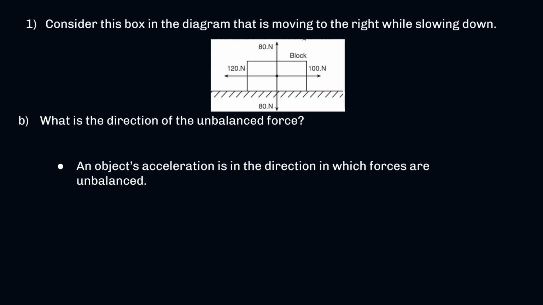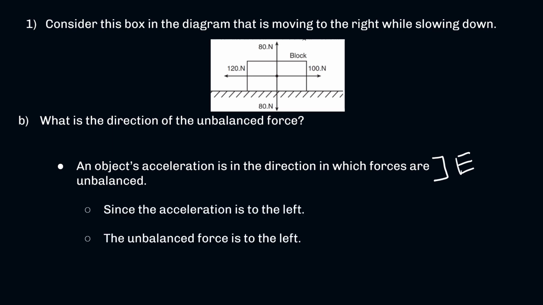I start off with an object's acceleration is in the direction in which forces are unbalanced, and that is going to be my evidence. Then my reason is that since the acceleration is to the left, we already determined that the acceleration is to the left here. We can make our claim that our unbalanced force is going to be directed to the left as well. So the unbalanced force is going to be to the left.